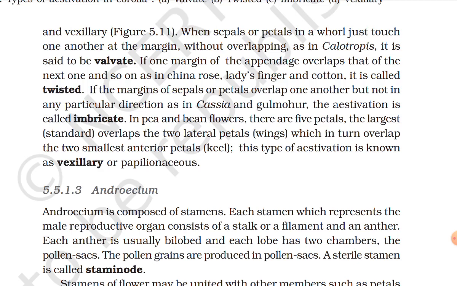In pea and bean flowers, there are five petals. The largest, the standard, overlaps the two lateral petals, the wings, which in turn overlap the two smallest anterior petals, the keel. This type of aestivation is known as vexillary or papilionaceous.